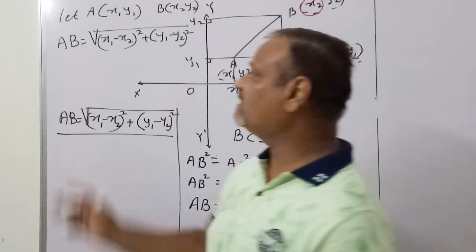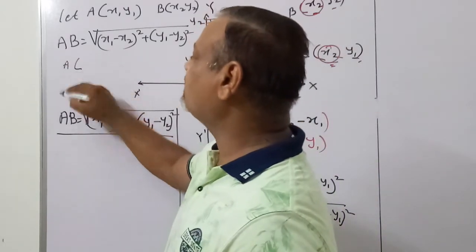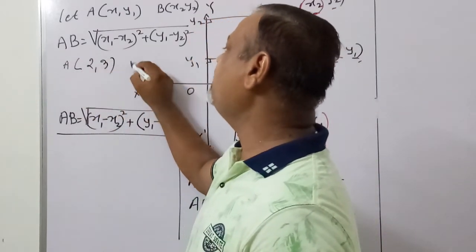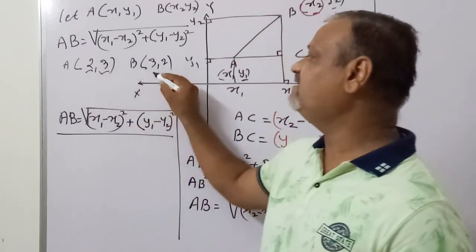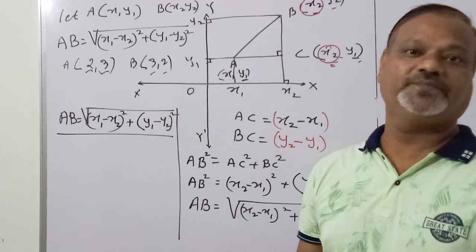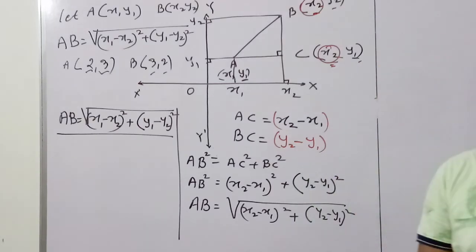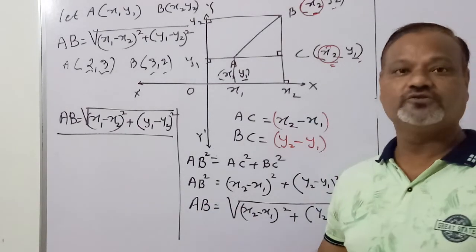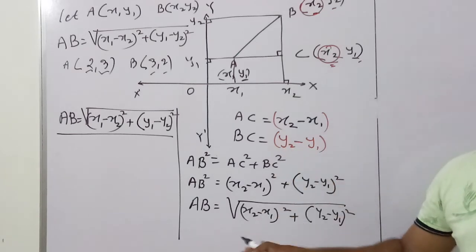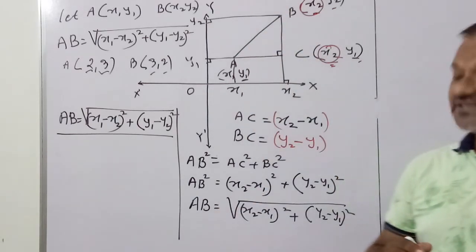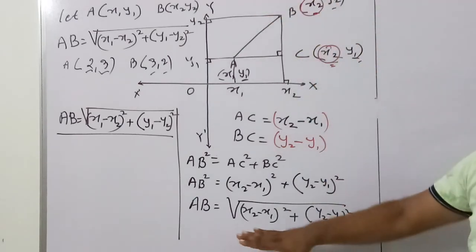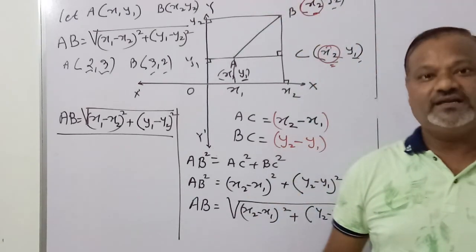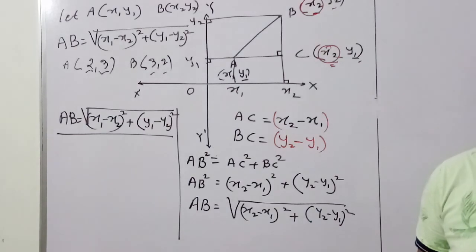Any two points का मतलब, यदि मैं A को कंसीडर करता हूं 2,3 और B को कंसीडर किया मैंने 3,2. So this is x1 y1 and this is x2 y2. Just put the values and find the distance between two points. So by using this formula, this is the derivation of the distance formula, and this is the formula to find the distance between two points.